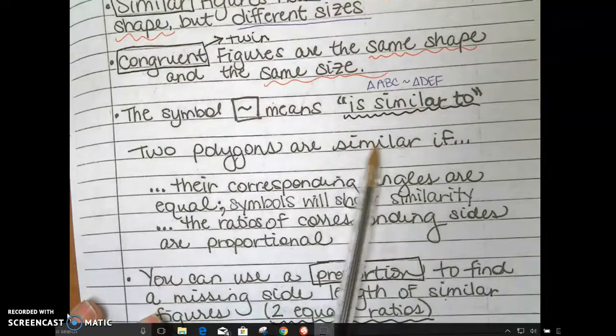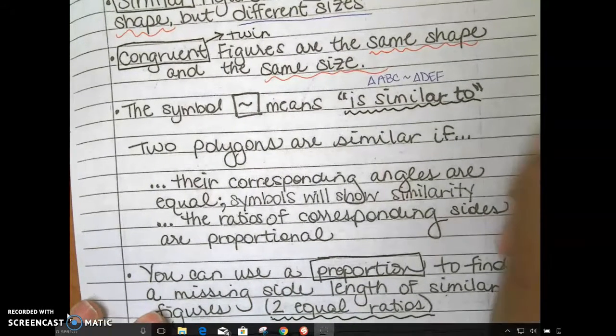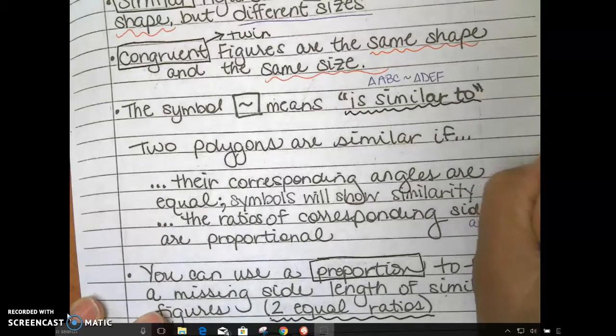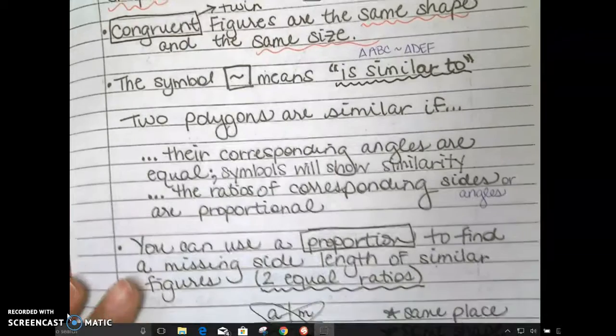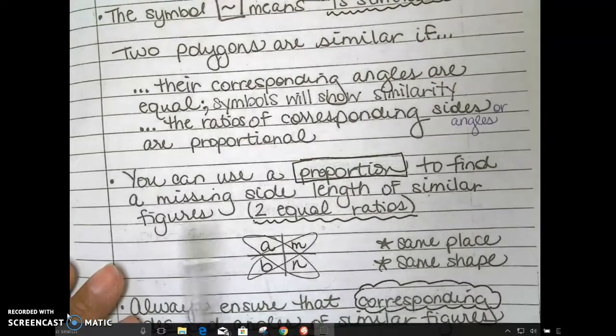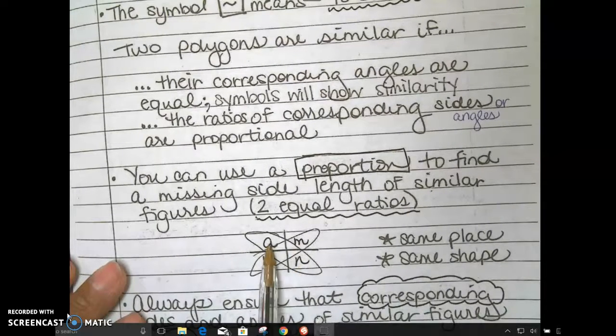And two polygons are similar if the ratios of their corresponding sides or angles are proportional. You can use a proportion to find a missing side length of similar figures. Two equal ratios. That is a proportion. A over B is the same as M over N. Or A to M is the same as B to N.